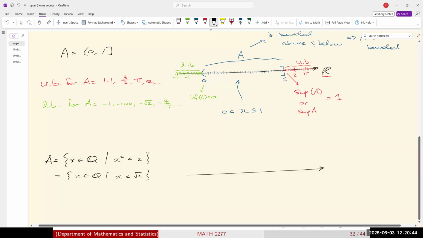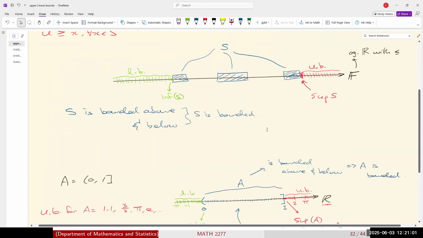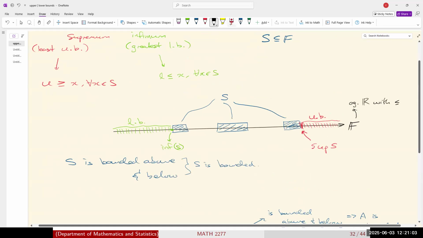Okay, so we are looking for all rational numbers. In this case, we are going to take the underlying ordered field. Remember, all of this setting is taking place in, where is all of this taking place? This is all taking place inside an ordered field, F.